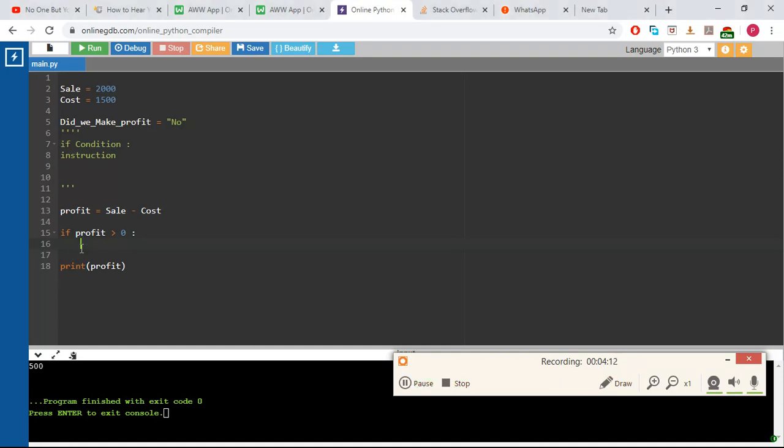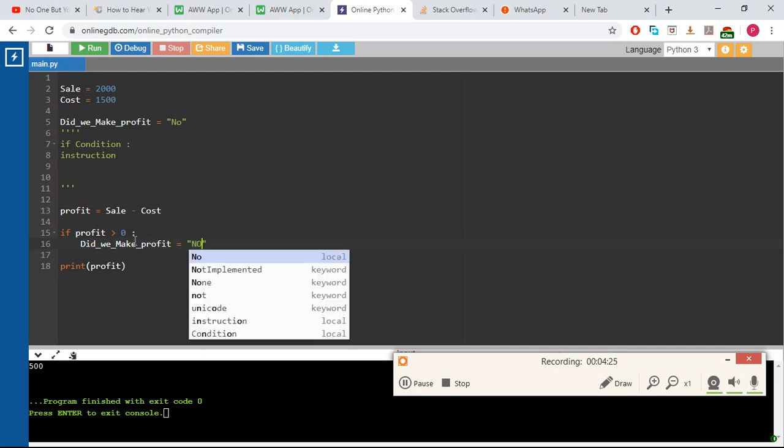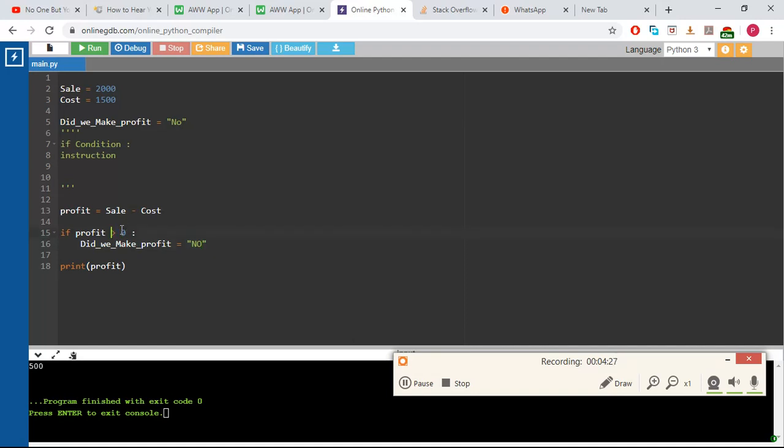Alright. So I wrote that if profit is greater than 0, then did we make profit would be equal to, no. Oh no, sorry, if profit is less than 0. I hope you remember these things. If profit is less than 0, these things. I don't know if you don't remember.